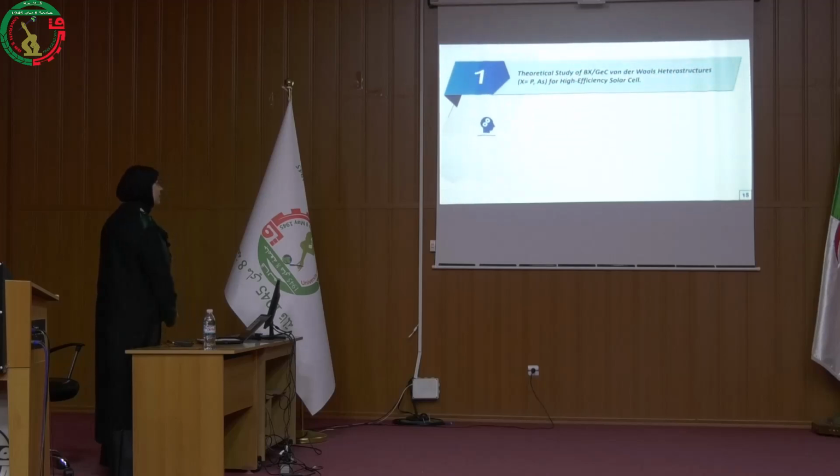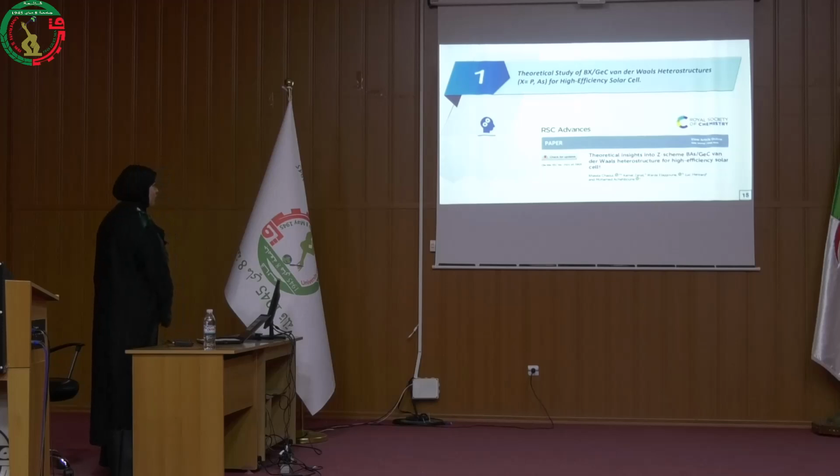First, the theoretical study of BX-GeC van der Waals heterostructures, where X denotes P and As, for high efficiency solar cells. Part of this work was published in RSC Advances under the title Theoretical Insight into Z-Scheme BAs-GeC van der Waals heterostructures for high efficiency solar cells. This work was in collaboration with Professor Luc Henrard and Dr. Mohamed Chahboun from UNamur in Belgium.